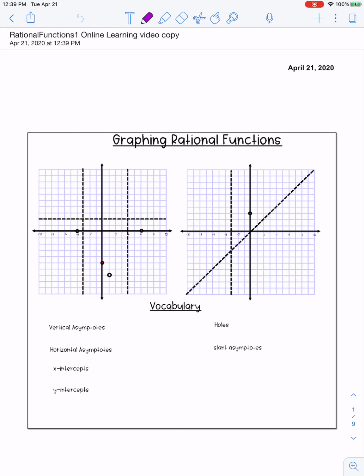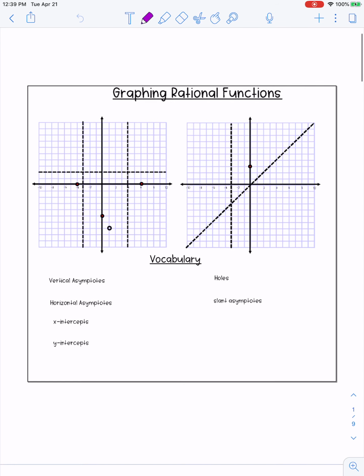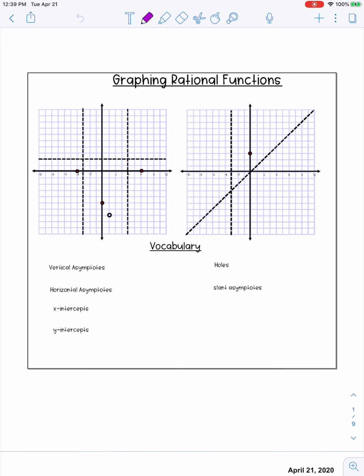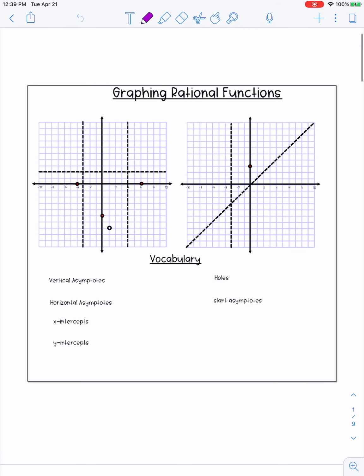So we're looking at rational functions and the graphs of them. There are some characteristics that we need to be aware of, so we're going to look at the vocabulary. You see this vertical asymptote here. We have vertical asymptotes on rational functions sometimes, and some examples are here.